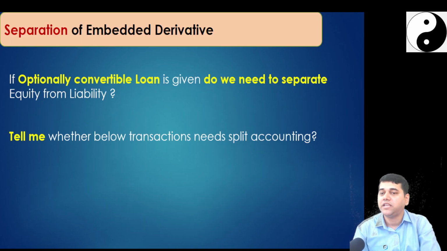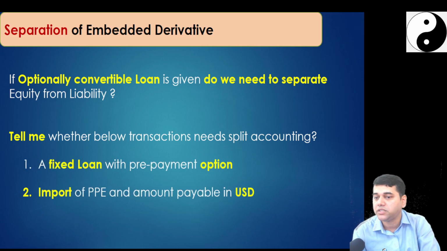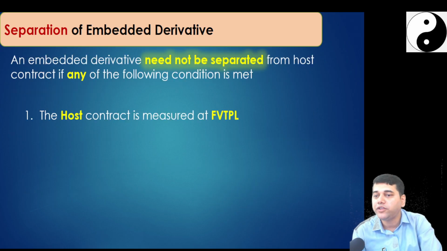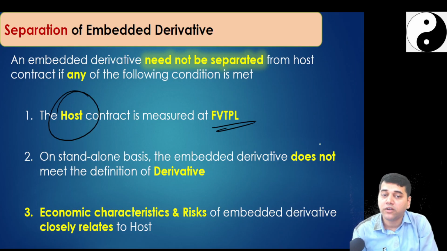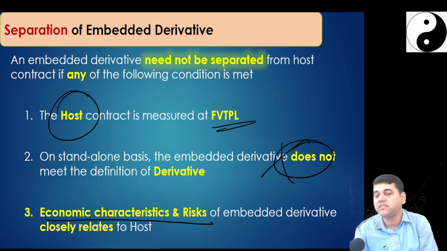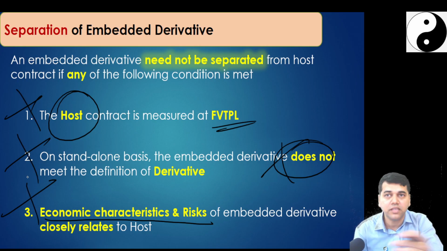Now, how do you separate? If an optionally convertible loan is given, do we need to separate equity? Okay. A fixed loan with the prepayment option, and import of PP amount payable in dollars. That's why I told you 2 examples. A loan with the prepayment option, and an import in other than functional currency. So an embedded derivative need not be separated if, of 3 conditions, any one is true: the host is FVTPL, or that embedded derivative fails the derivative test, or the economic characteristics are closely related. If any one is ticked, that means it is not required to be separated, any one. If all 3 are unticked, then you have to separate.